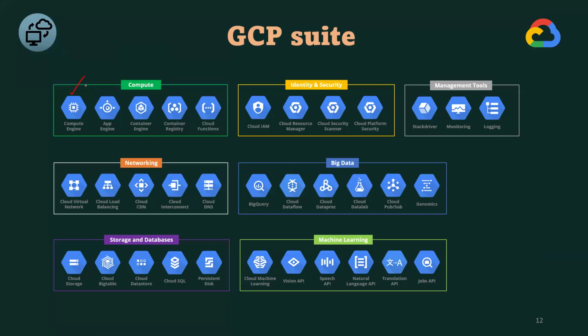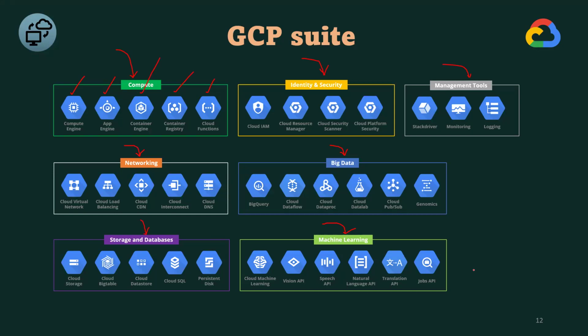Compute services like Compute Engine, nothing but virtual machines. App Engine, a serverless platform to deploy applications. Container Engine like Kubernetes Engine. Container Registry to store your artifacts. Cloud Functions, event-driven solutions. So all of these compute solutions, IAM services, management tools, networking services, big data services, storage and database services, and machine learning services. This is how it provides you a pool of services so that you can use them to fulfill your project requirements. So that is what GCP is, sir.